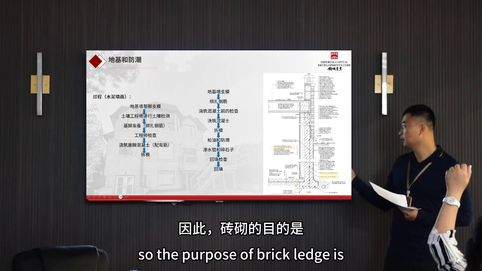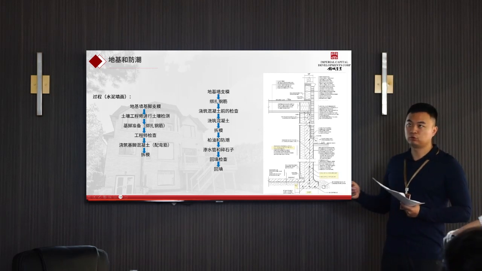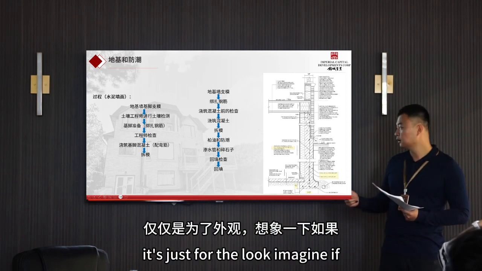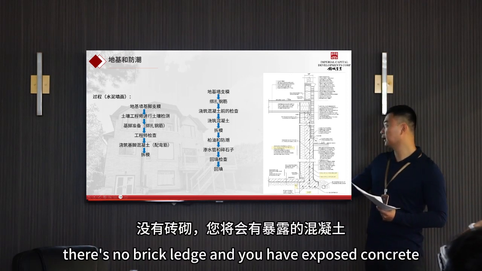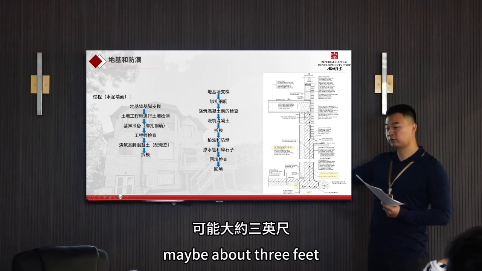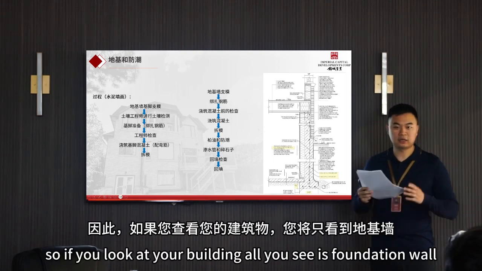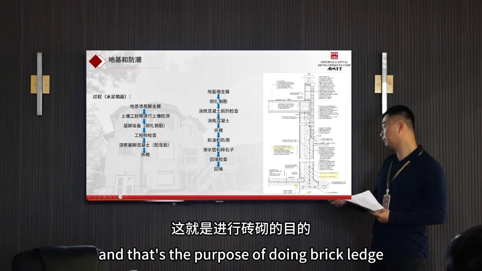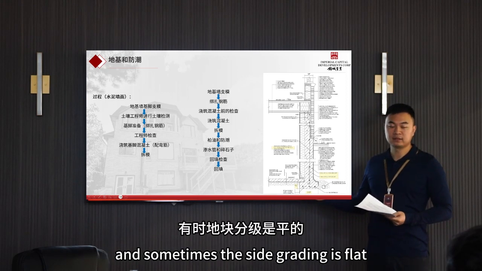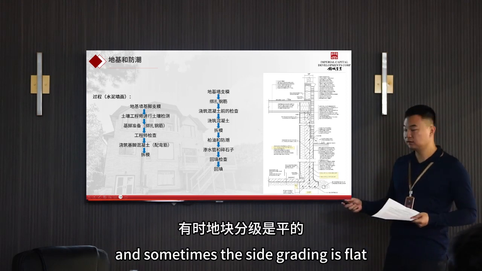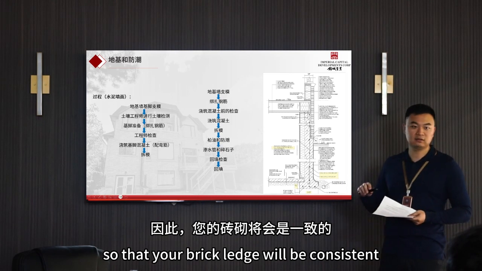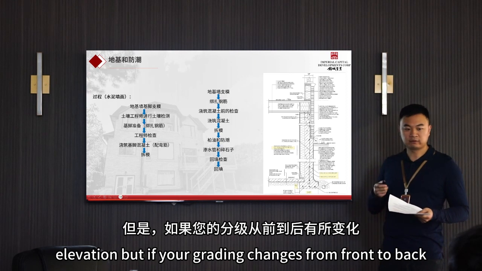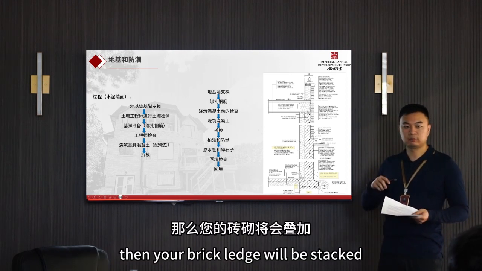So the purpose of brake ledge is to minimize the exposed concrete. It's just for the look. Imagine if there's no brake ledge, then you have exposed concrete maybe about 3 feet. So if you look at your building, all you see is foundation wall, and the foundation wall doesn't look good. And that's the purpose of doing brake ledge. And sometimes the side grading is flat, so then your brake ledge will be consistent, is on the same elevation. But if your grading changes from the front to back, then your brake ledge will be stacked.